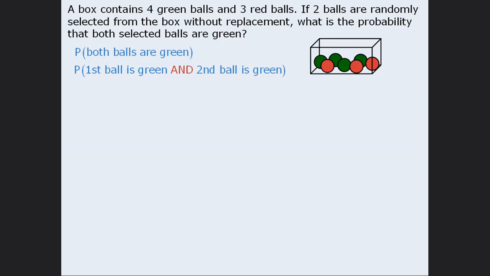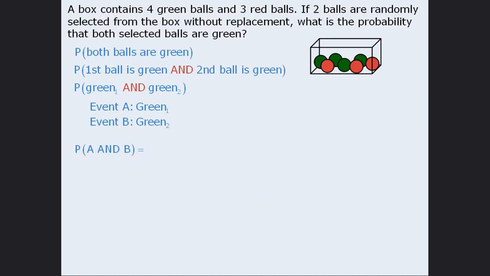So we can rewrite our probability as shown here. Another way to write this is to use the following notation. This denotes selecting a green ball on the first draw, and this denotes selecting a green ball on the second draw. Now let's identify the two events in this question. We'll say that event A is selecting a green ball on the first draw, and event B is selecting a green ball on the second draw. We want to find the probability that events A and B both occur.